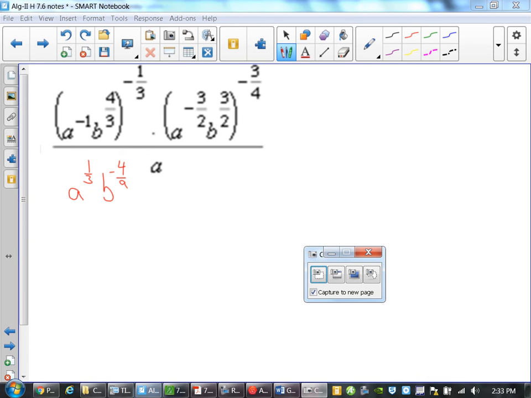I do the same thing in the next set. I have a to the negative 3/2 to the negative 3/4, and I get a to the positive 9/8. Okay with that? 3/2 times negative 3/4 is negative 9/8. And it's still all over A.